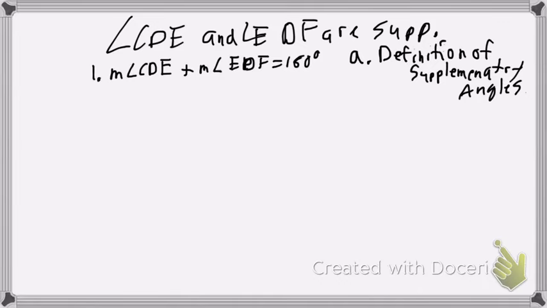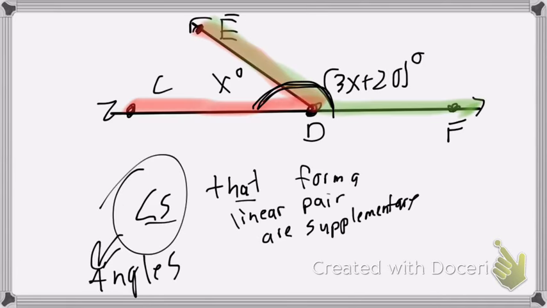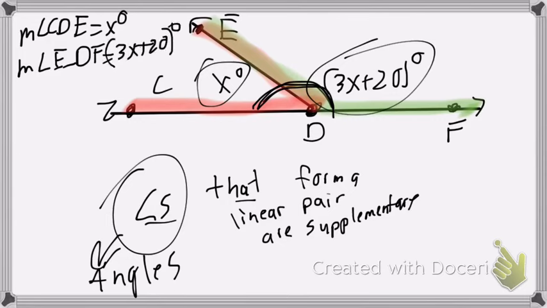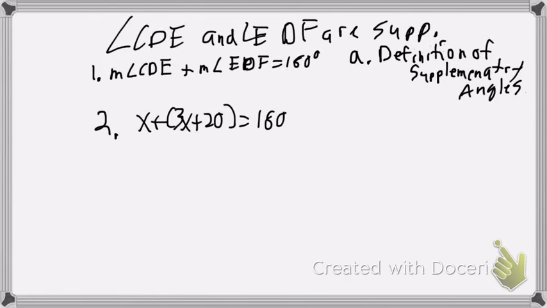So then step 2, we look at what they did. And we go, okay, step 2, they rewrote this like this: x plus 3x plus 20 equals 180. So let's get back there. Well, we see that this is x, and that's 3x plus 20. So if we needed to write that out, we would write the measure of angle CDE equals x degrees, and the measure of angle EDF is 3x plus 20 degrees. So that is simply B right there. And that's just going to be substitution.